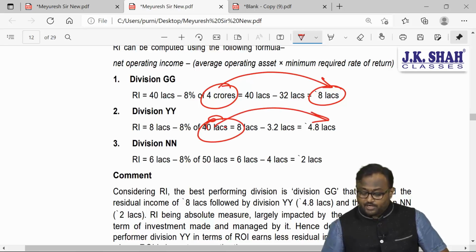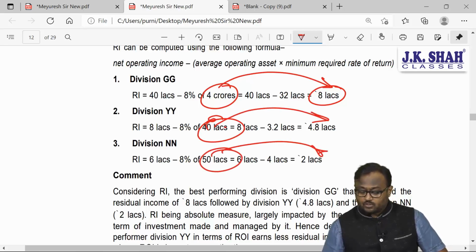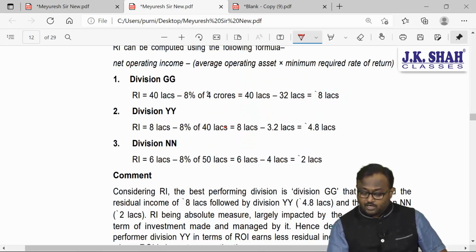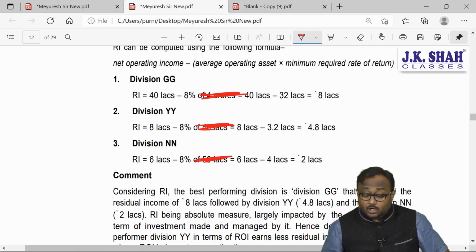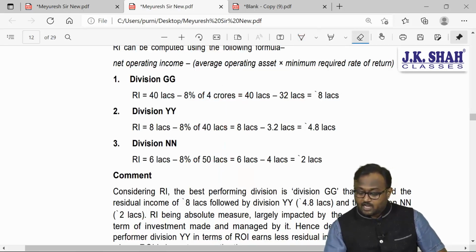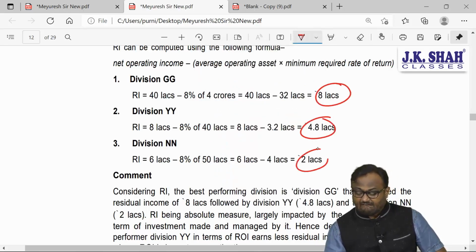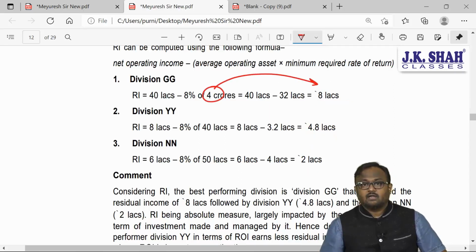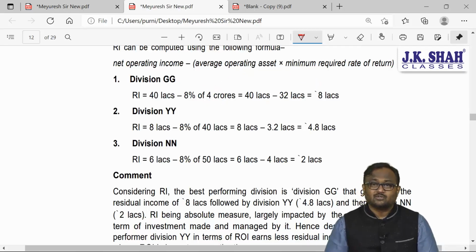40 lakhs pay 4.80, 50 lakhs pay 2 lakhs. Do you think ignoring 4 crores, 40 lakhs and 50 lakhs makes sense? No. Since it is an absolute term, people rely only on 8 lakhs, 4.80, oh very bad, 2 lakhs. Boss, 4 crores you are investing and 8 lakhs you are earning makes no sense.